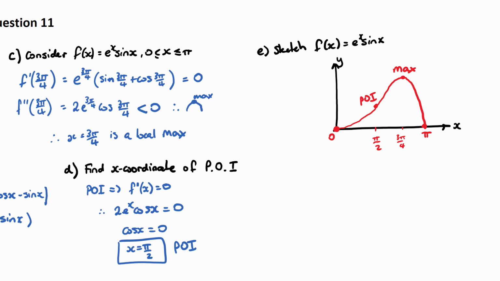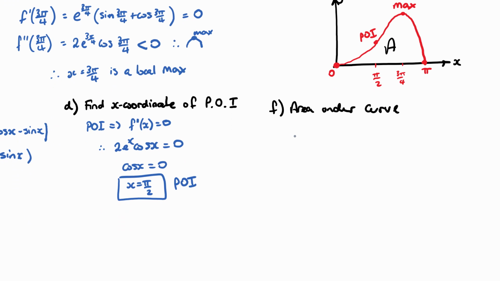Part F, find the area of the region enclosed by the graph of f and the x-axis. So for part F, let A be the area enclosed by our curve and the x-axis. So we have to do the integral. Area under the curve always means the integral between our limits on the x-axis, pi and 0, of our function, which is e to the x sine x, in terms of x.